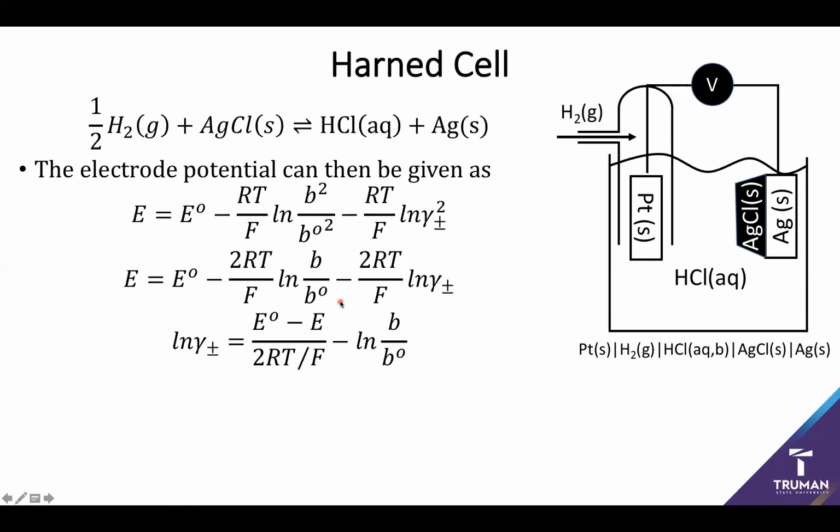So when we do this, we can then divide the system all by this 2RT/F, and we get essentially a modified form of our earlier expression, where I can determine the mean activity coefficient for HCl by using the standard state potential for silver chloride and the measured potential from the actual Harned cell.